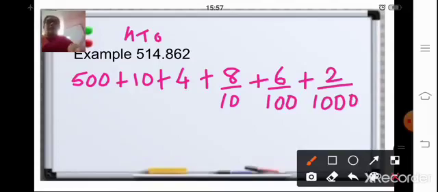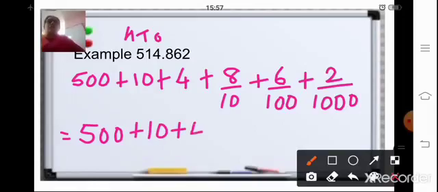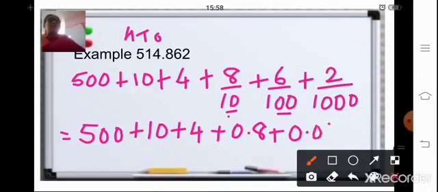Now the same thing you can write using a decimal point, so this will remain the same, that is 500 plus 10 plus 4. Now 8 upon 10 is written as 0.8. 10 has one zero, so we will write it as 0.8. Now here 6 upon 100, here 100 has got 2 zeros, so we will write 0.06. The decimal places will be according to the number of zeros the 100 has.